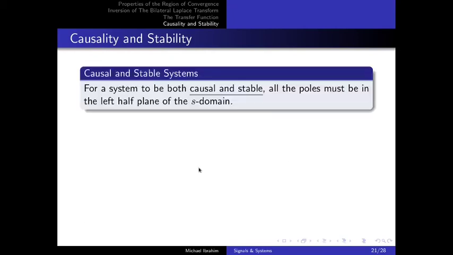So, for a system to be both causal and stable, all poles must be in the left half plane of the S domain. Again, for a system to be both causal and stable, all poles must be in the left half plane of the S domain. In other words, the real part of the pole must be negative.